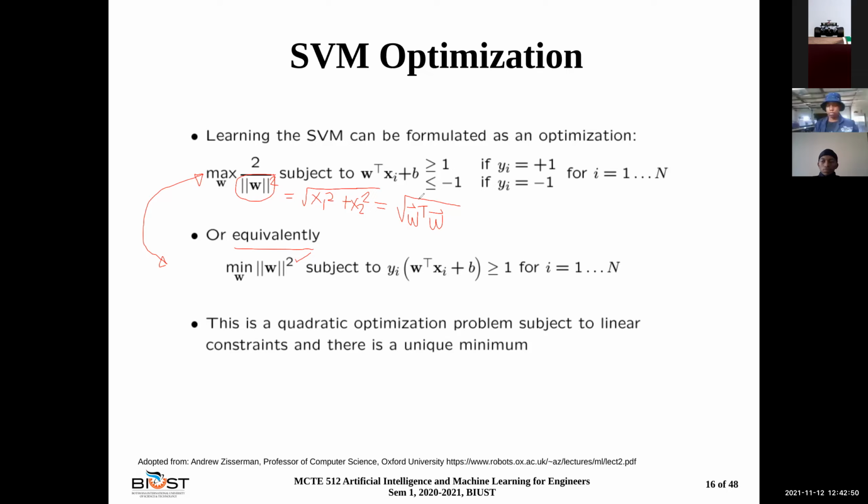So we will just remove the square root, in order for us to get rid of that square root. You can just write this one as W transpose times W, without the square root, minimize, subject to this linear constraint. Understand?